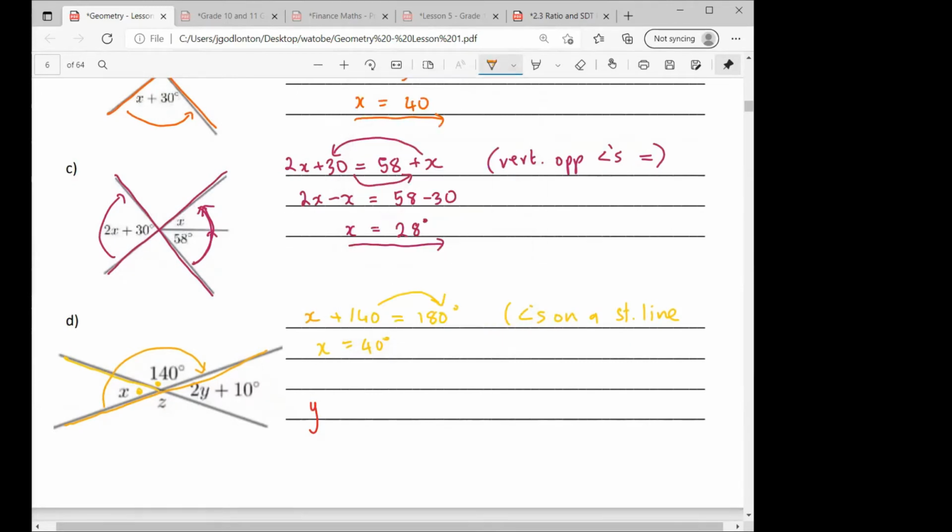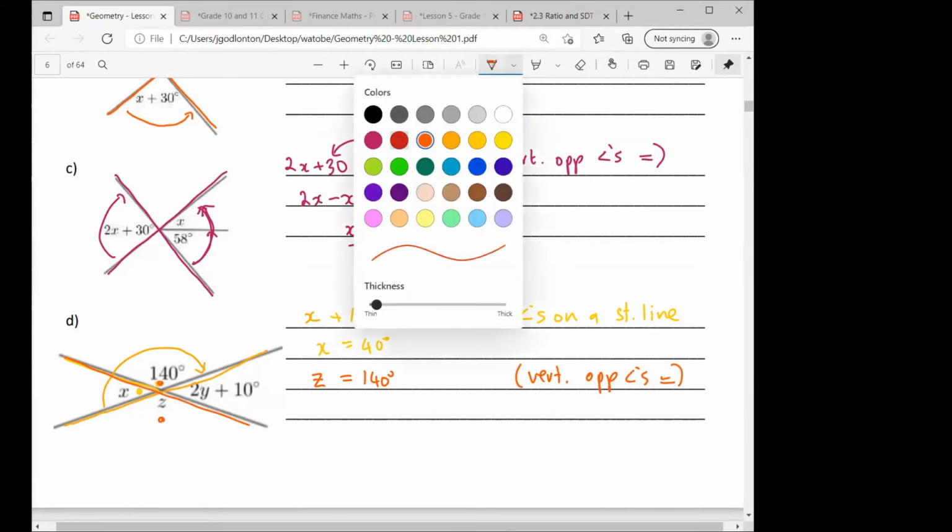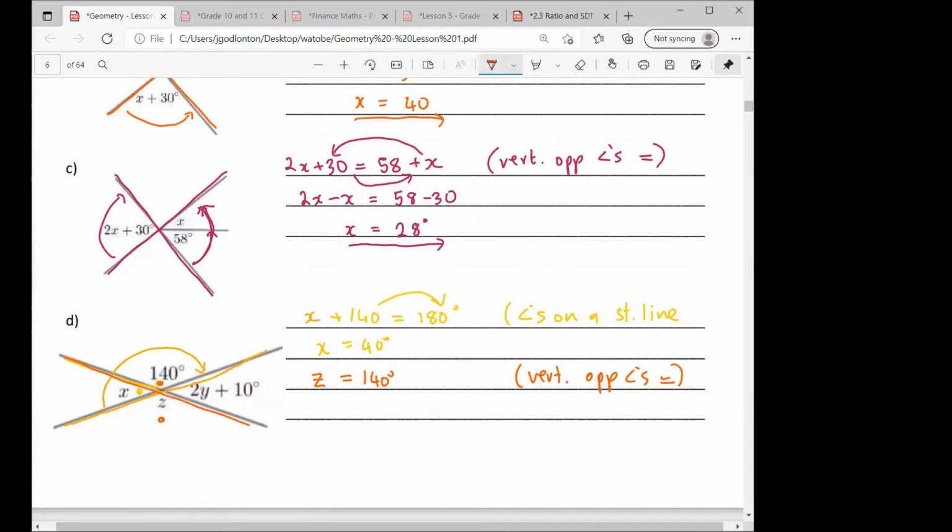Then for Z, Z was a nice easy one. It's directly opposite our 140. So we can say Z is 140 degrees because of vertically opposite angles being equal. And Y was a bit nasty, but there were lots of different things you could do for Y. You could either use it on a straight line, or you could have done vertically opposite angles. So whichever one you preferred.